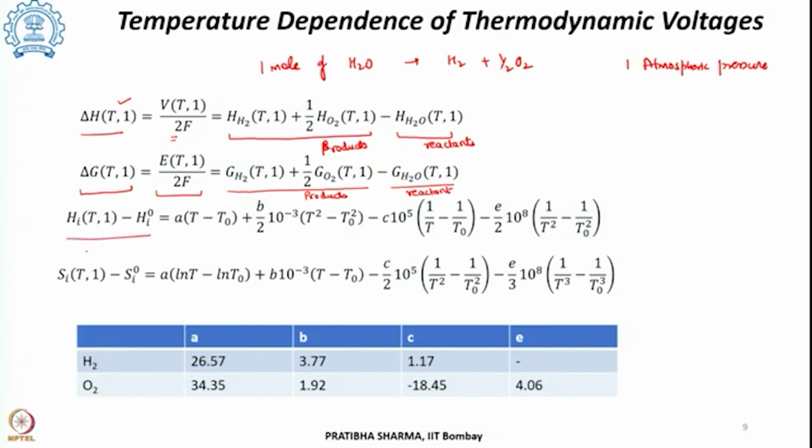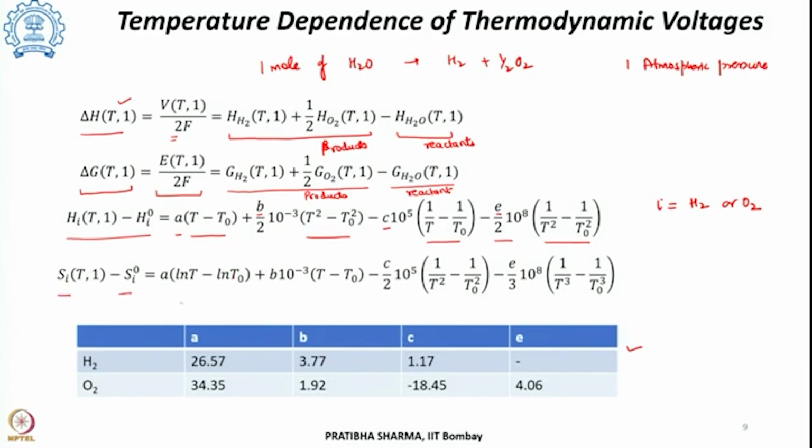This change in enthalpy for species i, where this species can be hydrogen or it can be oxygen, can be obtained as there are certain constants A, B, C and E which are given by this table. The coefficients are multiplied by the difference in temperatures T minus T naught, T square minus T naught square, another factor 1 upon T minus 1 upon T naught, and similarly 1 upon T square minus 1 upon T naught square with different coefficients. Now there are different correlations available.